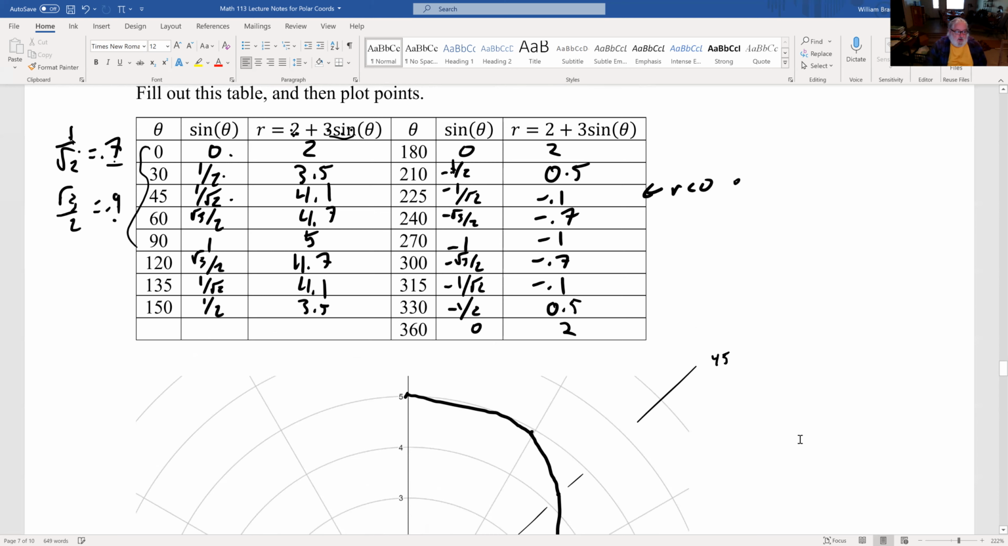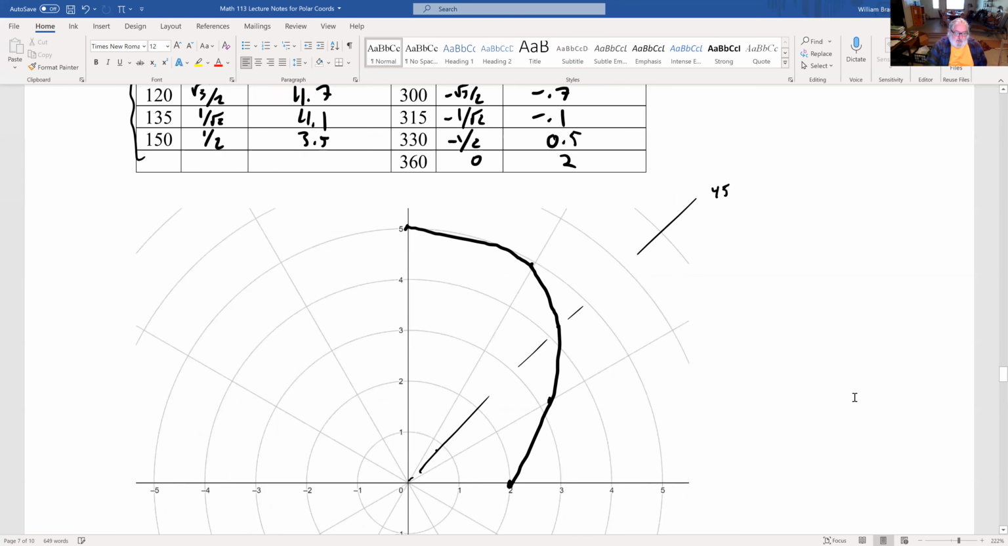What about in the second quadrant? That's these numbers. We start at 5 and then we just climb back down. And it's entirely symmetric. As we go through here, our 135-degree angle will be in here. That's a little bit more than 3, and then it comes back down to 2.